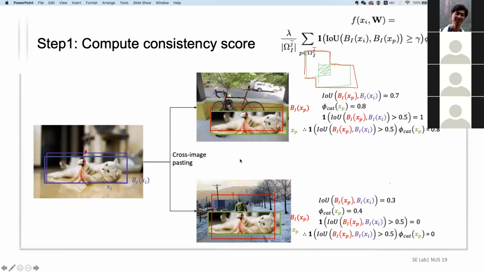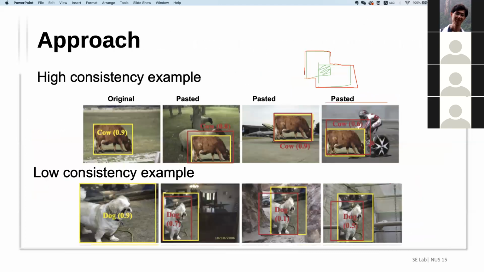And what about their pasted positions, random positions there? Yeah, it can be random. Like in this example, you see it can be random.